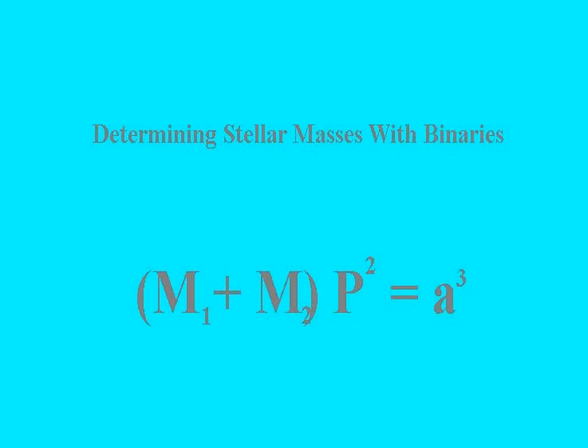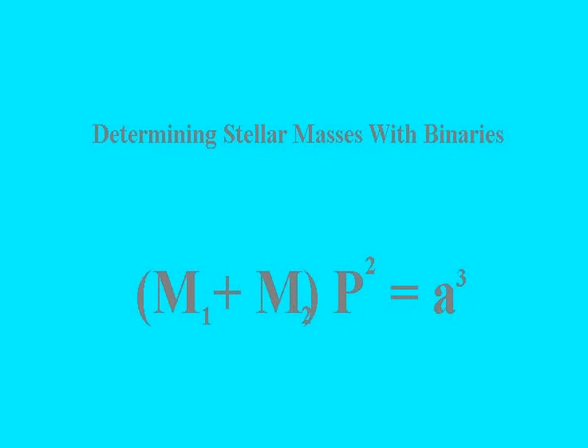All right, so Isaac Newton realized, well, really it's total mass times p squared equals a cubed. Again, total mass is measured in solar masses. This is still measured in years. That's still measured in AU. So solar mass, what's a solar mass? It's how much mass the sun has.